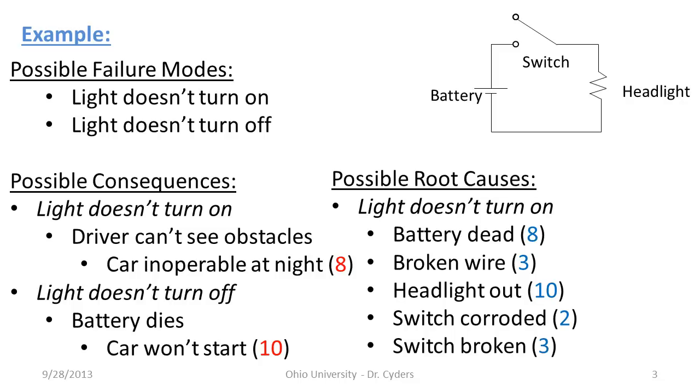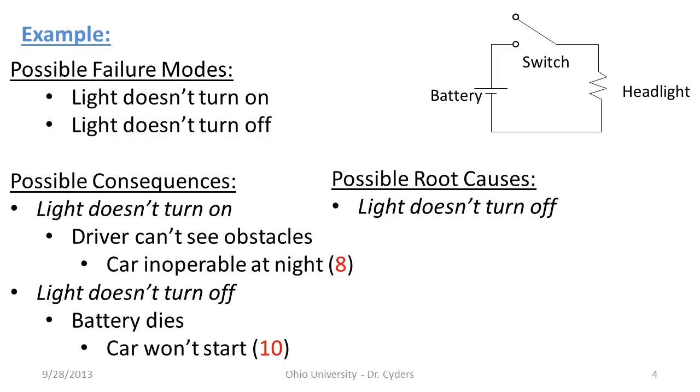Or a broken switch, a mechanically broken switch. Over time, if the car lives a long time, you might get a switch that you accidentally turned too far, etc. And so there's a low probability of that happening, perhaps a little bit higher than the switch corroding. But so here are 5 different root causes that could put you in the situation where the light won't turn on when we expect it to.